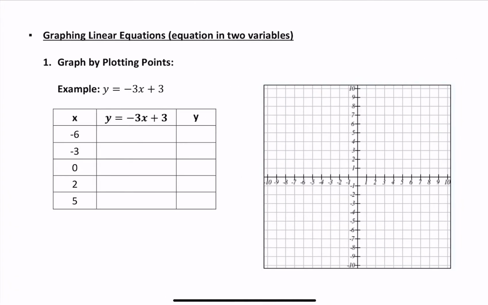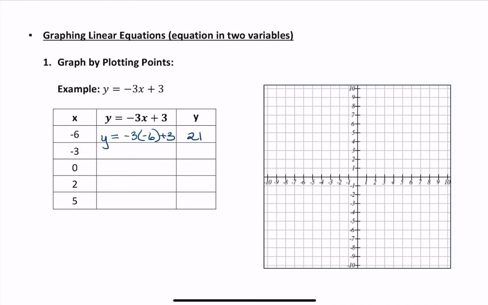Okay, next we're going to talk about graphing linear equations with 2 variables. So on this one, we've got y equals -3x plus 3, and we're going to graph it by plotting points. So I've got this table here. If x is -6, I'm going to plug that in to my equation where my x is. So I've got -3 times -6, which is 18, plus 3 would be 21.